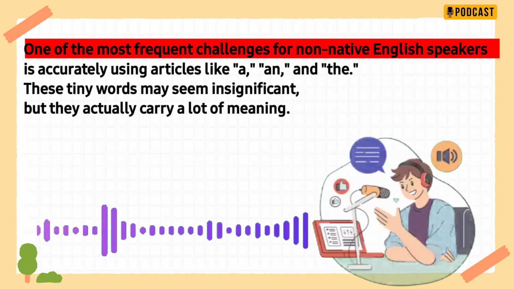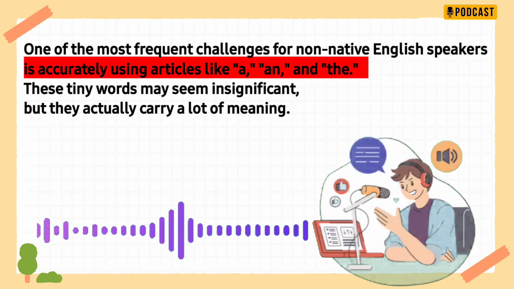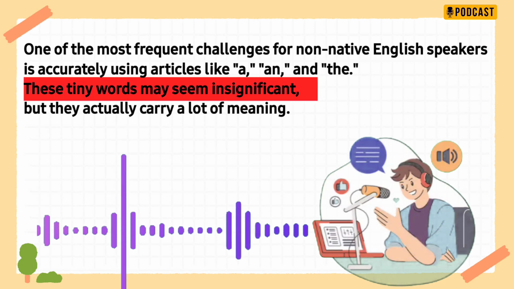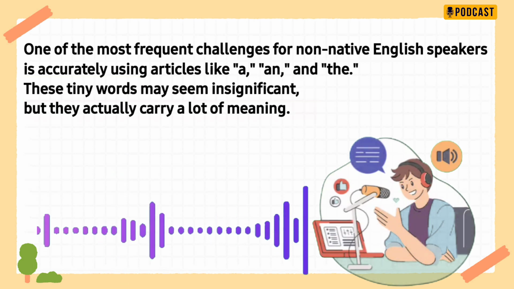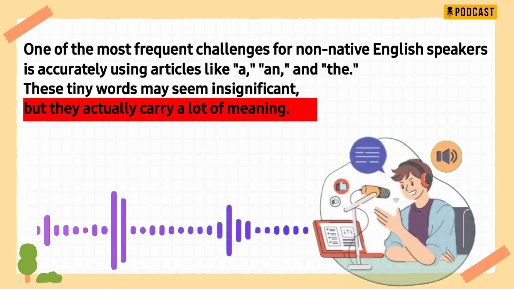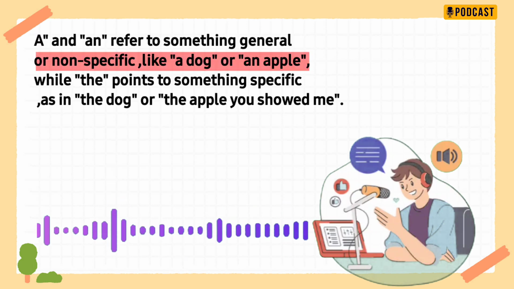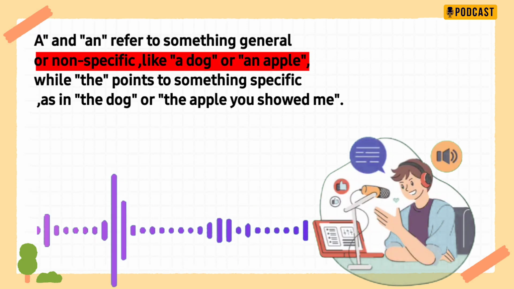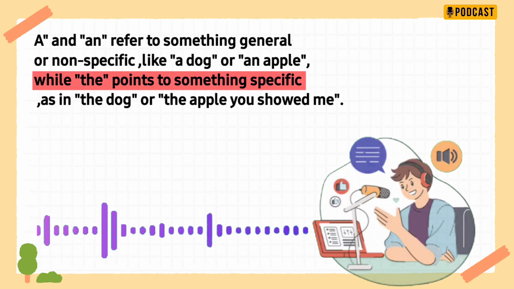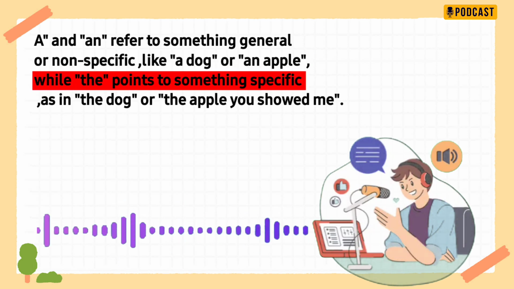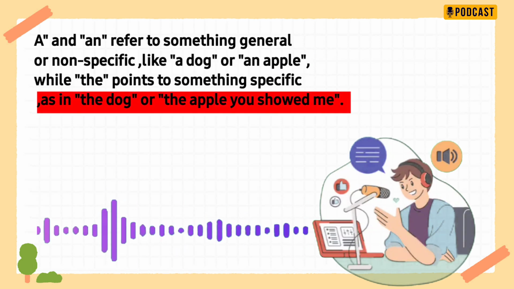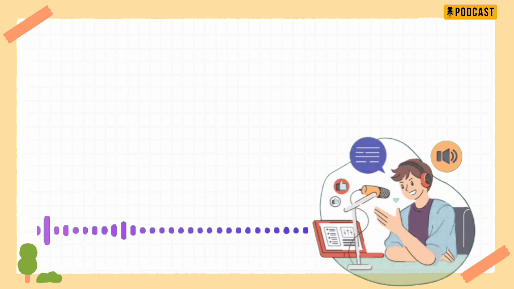One of the most frequent challenges for non-native English speakers is accurately using articles like a, an, and the. These tiny words may seem insignificant, but they actually carry a lot of meaning. A and an refer to something general or non-specific, like a dog or an apple, while the points to something specific, as in the dog or the apple you showed me.